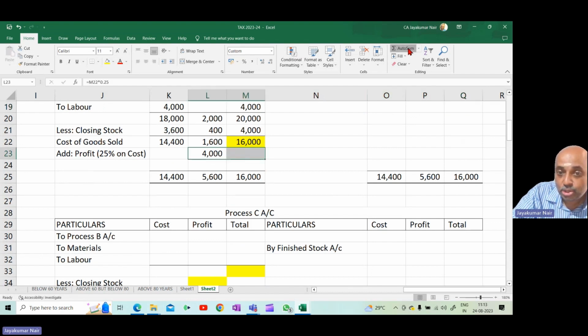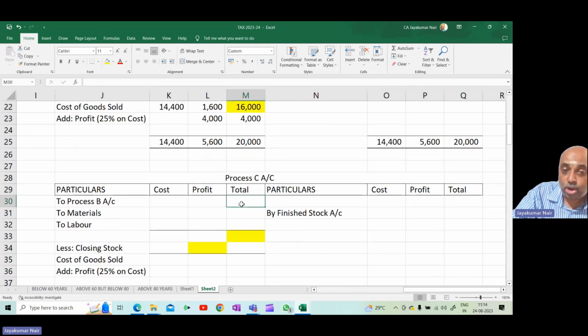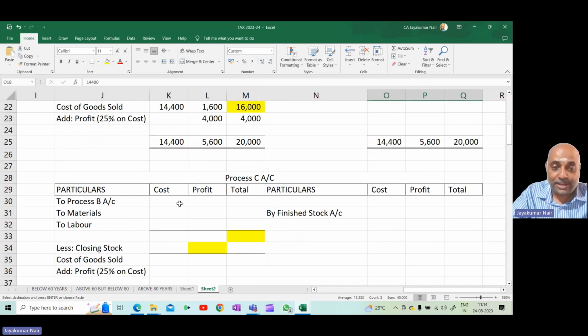So here, sorry, this should be the total 4,000. So this will become 20,000. So 20,000 is the transfer price. 5,600 is the profit added by process A and also process B. And the cost to the company so far is 14,400. So the cost price of the goods which is passed on to process C is 14,400, on which process A and process B have added some amount of profit, that is inter-process profit, 5,600. So now 20,000 becomes the cost for this particular process, that is C. Process C, the cost will be 20,000.